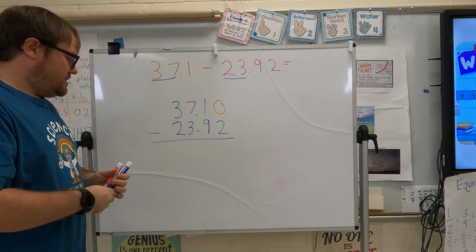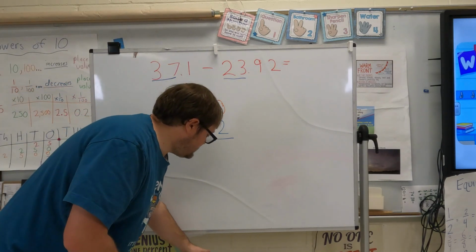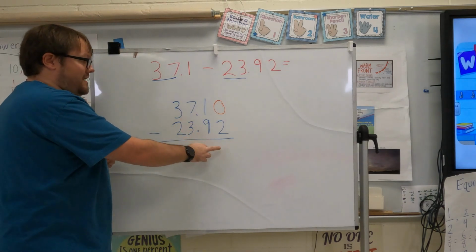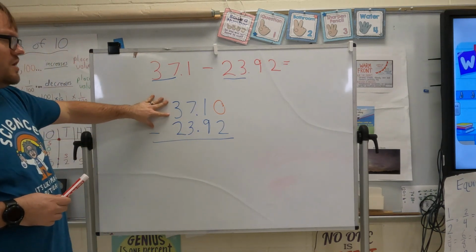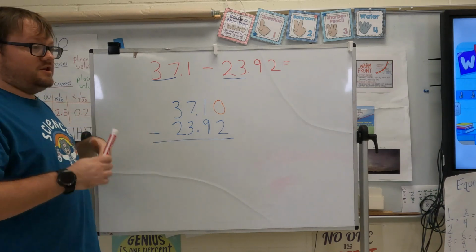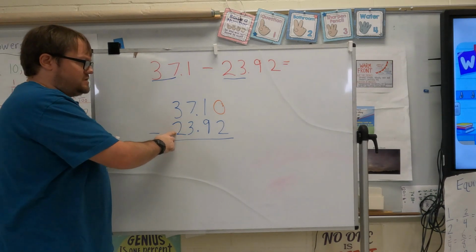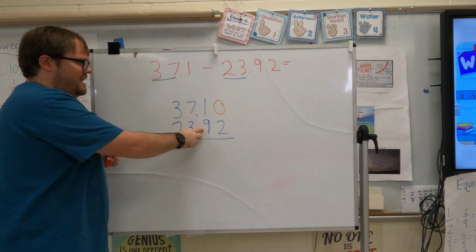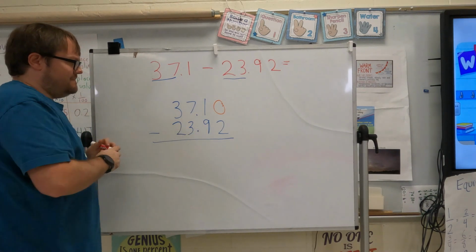So I put the 0 here to remind me that I need to borrow from here in order to subtract here. So when I subtract, first thing I notice in this problem is I'm going to have to borrow a little bit. So I kind of start from the front, go to the back, see if I need to do any borrowing. 3 and 2, I can do that. 7 and 3, I can do that. 1 and 9. Cannot do that.